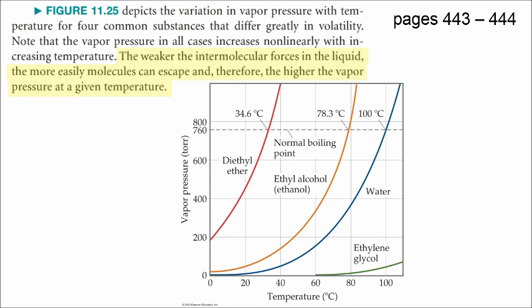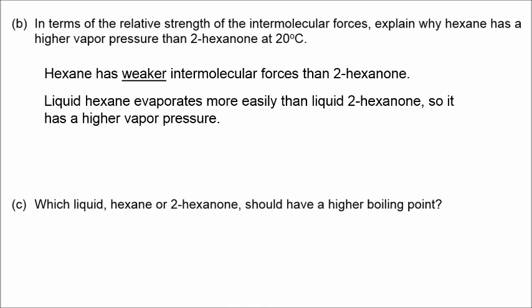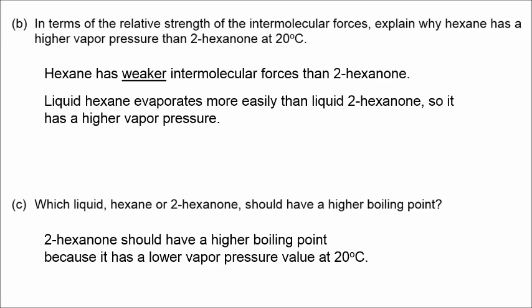Remember, we learned about vapor pressure. The weaker the intermolecular forces, the higher the vapor pressure will be. So hexane has weaker intermolecular forces than 2-hexanone, so it's going to have a higher vapor pressure. Which liquid should have a higher boiling point? Well, the one that has stronger forces. So 2-hexanone should have a higher boiling point and as you can see from the table, it has a lower vapor pressure. So lower vapor pressure, higher boiling point, stronger forces.